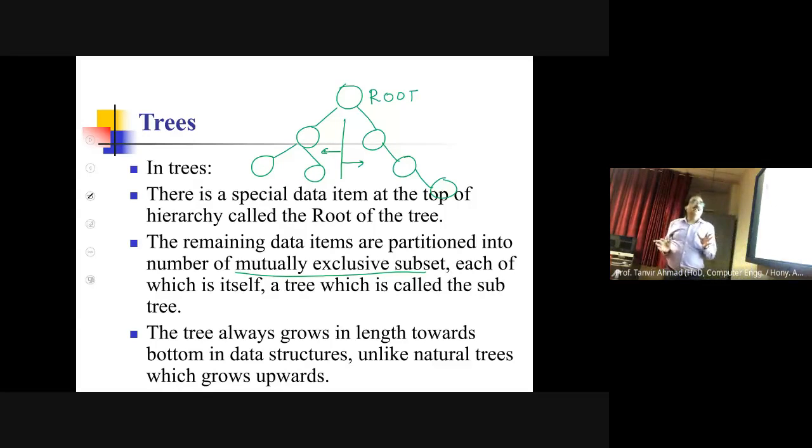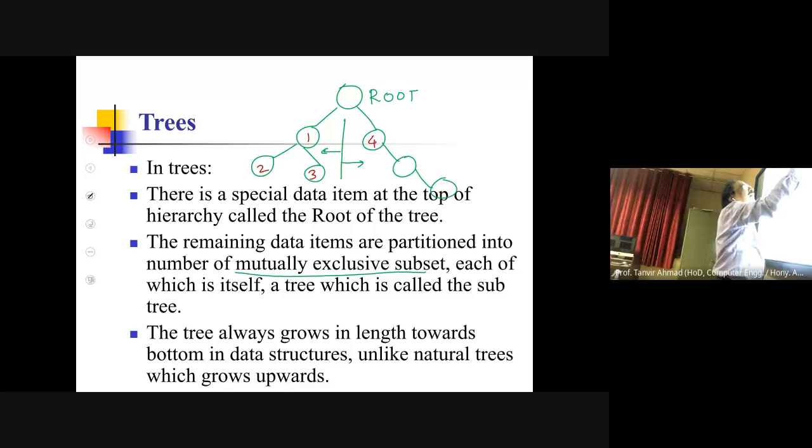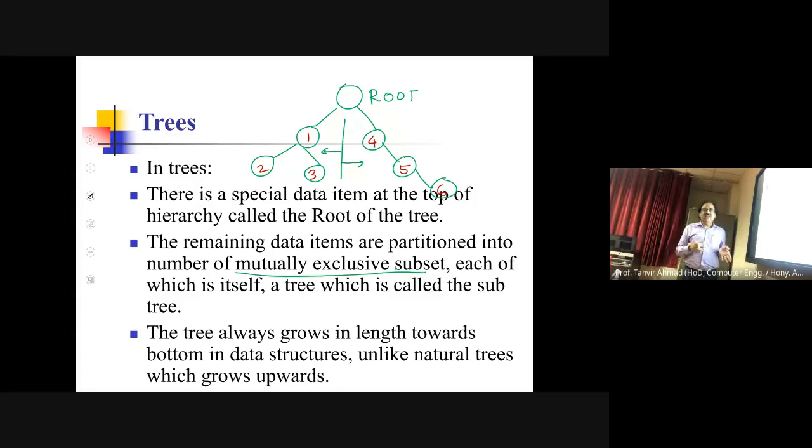Mutually exclusive means that if you move to the left hand side, you can only move to any one of 1, 2, or 3. You cannot go to the other side. If I move from the root to the right, I can only go to 4, 5, or 6. I cannot move to the other side. Once I move to the left hand side, I can follow all the nodes on the left hand side. If you come to 1, you will miss all those nodes from 4 downwards. Therefore, they are mutually exclusive subsets.